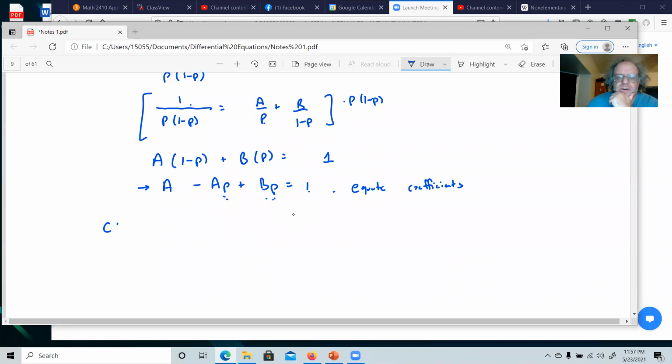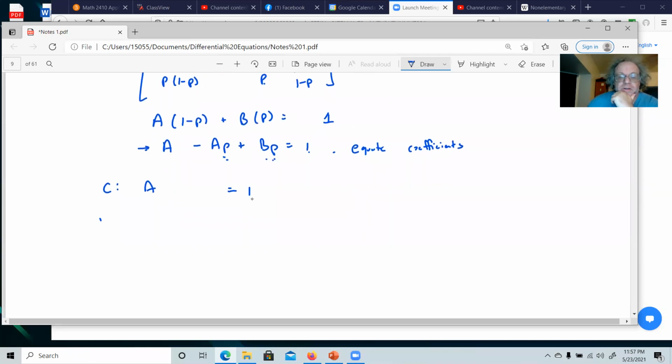Okay, so on the constant, I've got a is equal to 1. Okay, it's a pretty easy equation. And with the linear term, right, we've got negative a plus b is equal to, how many p's are over here? None of them. 0. Okay, so since a is equal to 1, I can solve that pretty easily. We've got negative 1 plus b is equal to 0. So I think we can confidently say b is equal to 1.